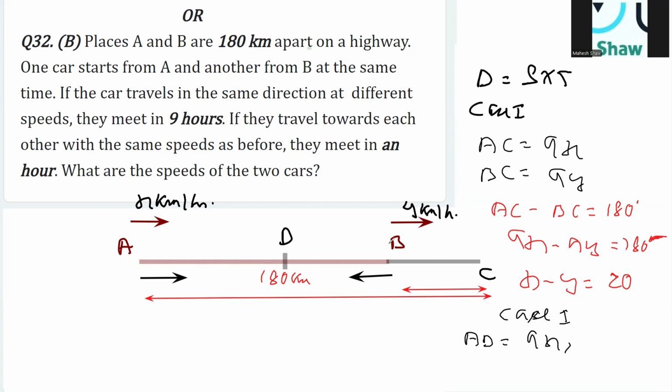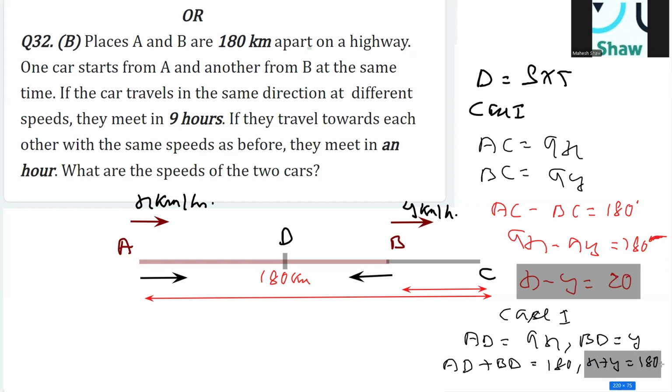And the distance traveled by B will be BD, and BD comes out to be, y is the speed and time is 1 hour, so it's y. Further, you can see that the sum of these two, that is AD plus BD, is equal to x plus y, and that is equal to 180 kilometer. So I should write here, x plus y is equal to 180. So we have obtained another equation here. The first equation is this, and the second is this.